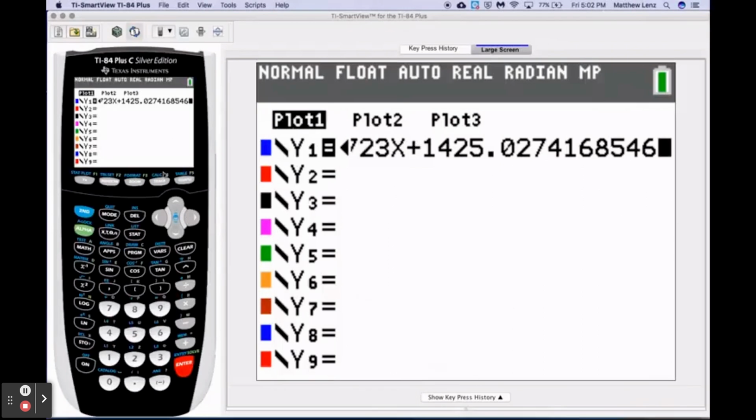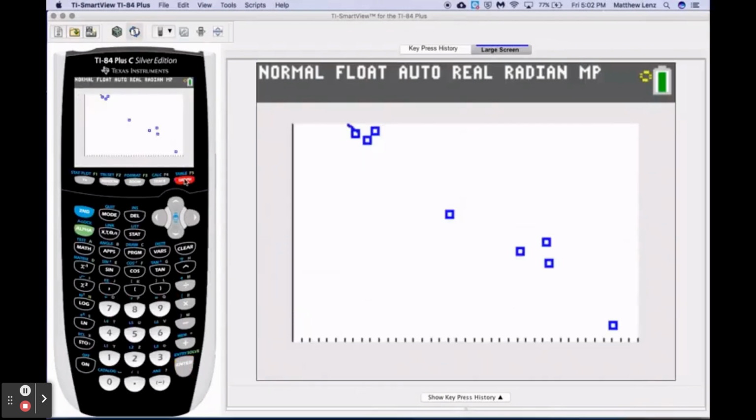So once you get that equation in there, let's hit graph. And again, that gives me my line. More informally, we call it the line of best fit. That might sound familiar to you rather than the regression, but mathematically, it is called the regression line. And so your regression line is then graphed for you. Okay.